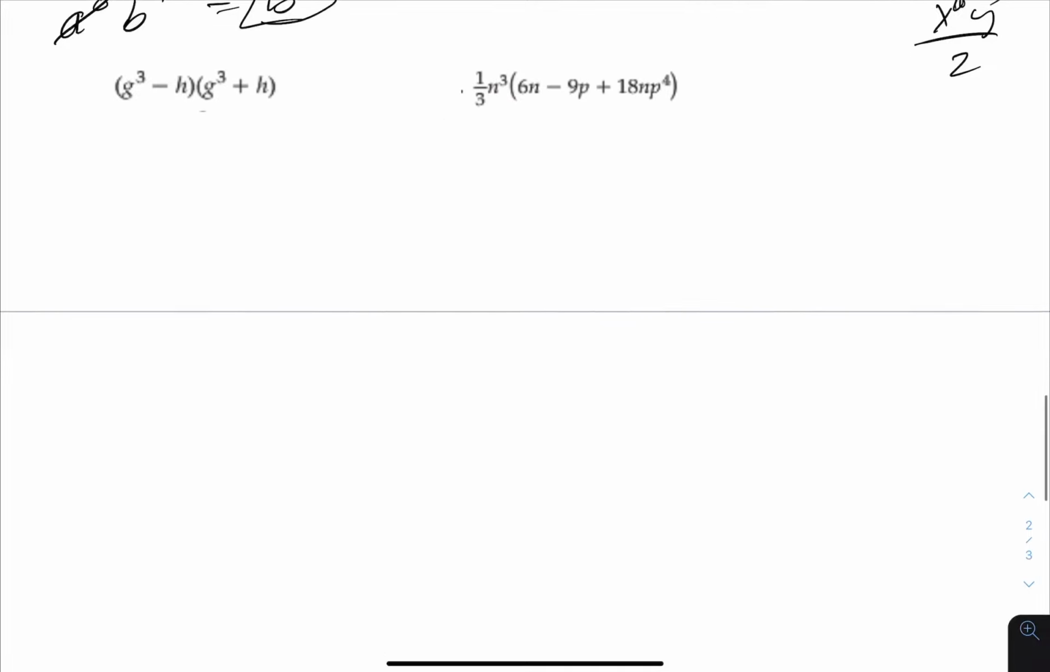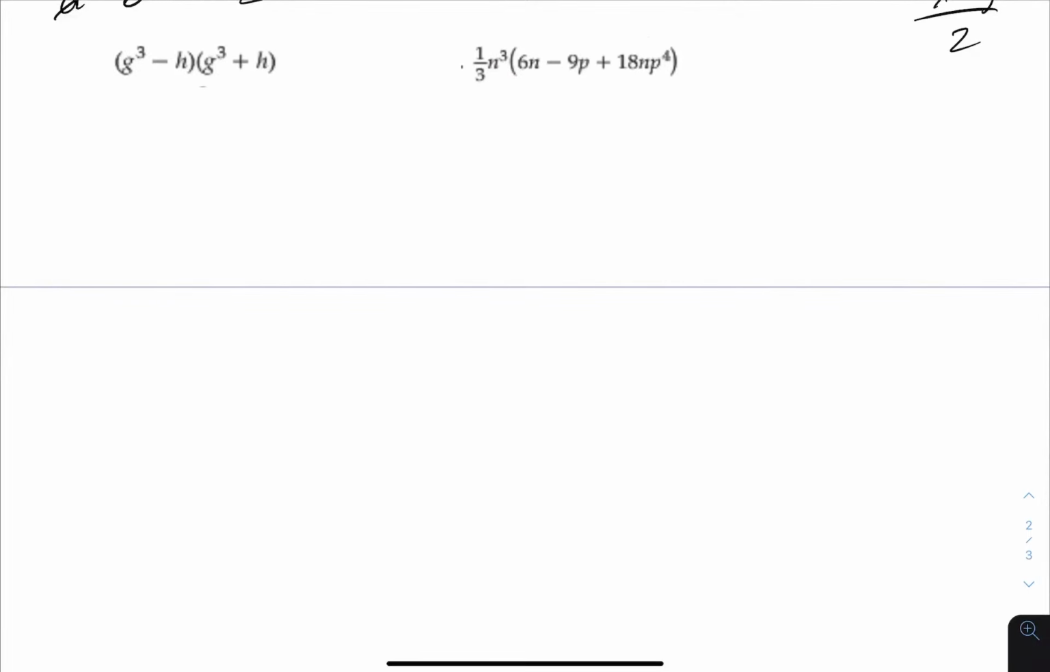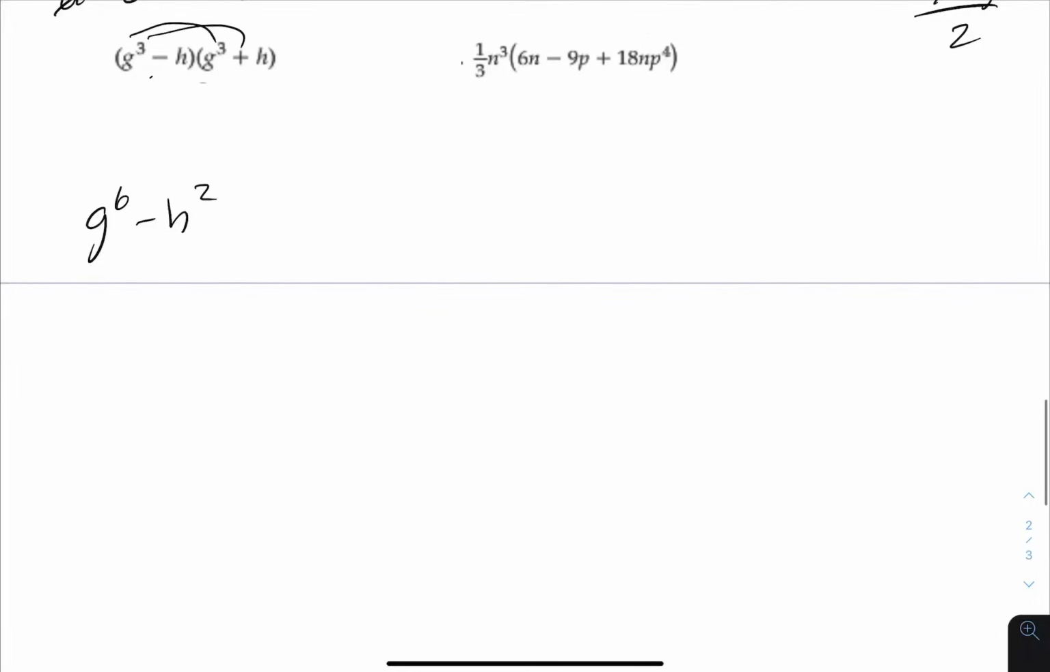Last few. This is also a difference of two squares. If you notice it, it's the same, just slightly different. So you should get g to the 6 minus h squared. But let's talk about how you do it to make sure. Distribute. G cubed times g cubed is g to the 6. And g cubed times h is plus g cubed h, then negative h times g cubed is minus g cubed h, and minus h squared. These cancel out, and you just get this. Difference of two squares, even though they're not squared, they're cubed.